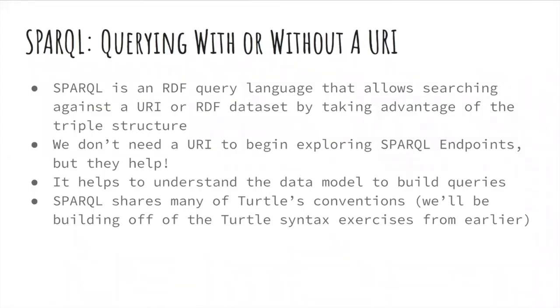In this module, we'll build on the previous modules to begin with an introduction to SPARQL, so querying with or without a URI using DBpedia. First off, SPARQL is an RDF query language that allows searching against a URI or dataset by taking advantage of the triple structure. So we don't necessarily need a URI to begin exploring SPARQL endpoints, or essentially a SPARQL way to access datasets, but they do help in some cases.